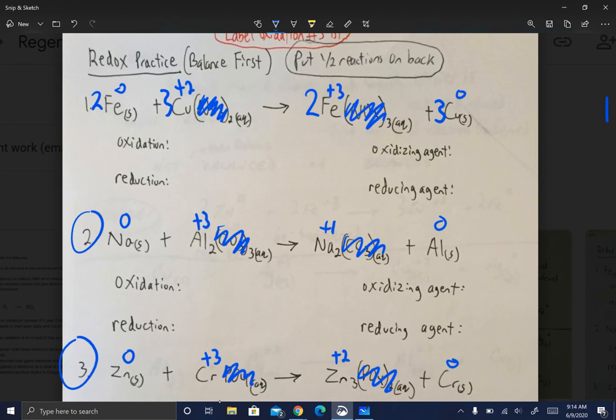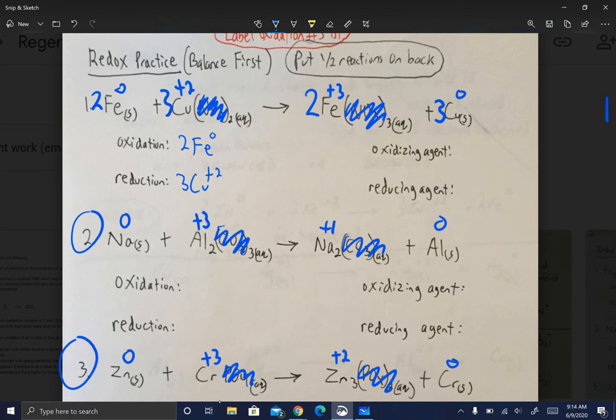Okay, oxidation is going to be 2Fe0. Reduction 3 Cu plus 2. Why? Fe went from 0 to plus 3. It lost electrons, became more positive. Cu plus 2 gained electrons, became more negative. It reduced. It reduced.